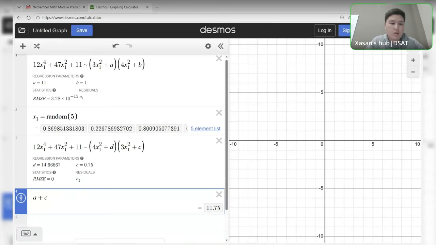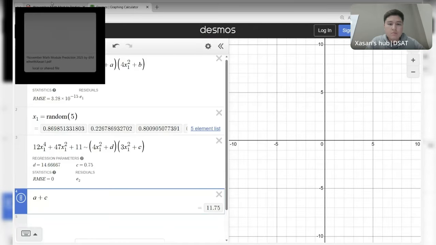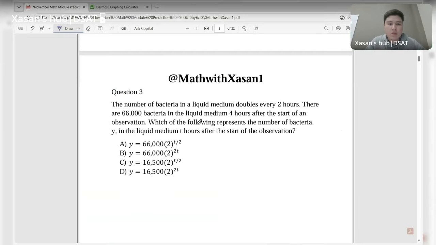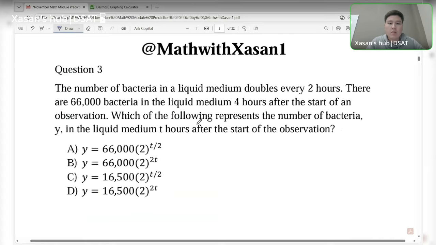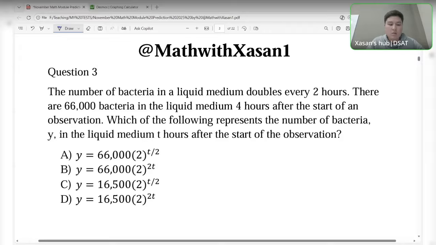Yep, I guess that's all understandable and clear, so we can move on. Question 3. This is the exponential function, and so easy, guys. I hope I'm going to see more answers for this one. So I guess we can start now.